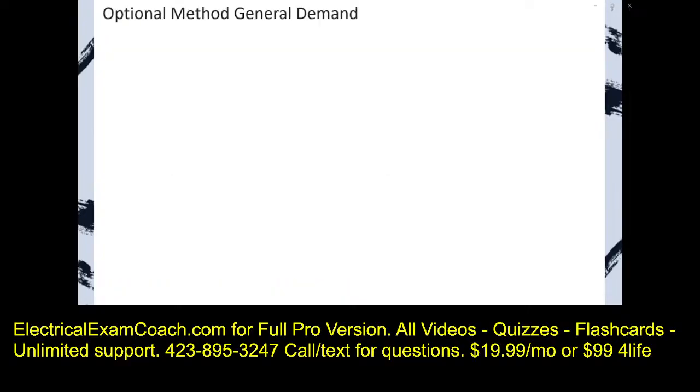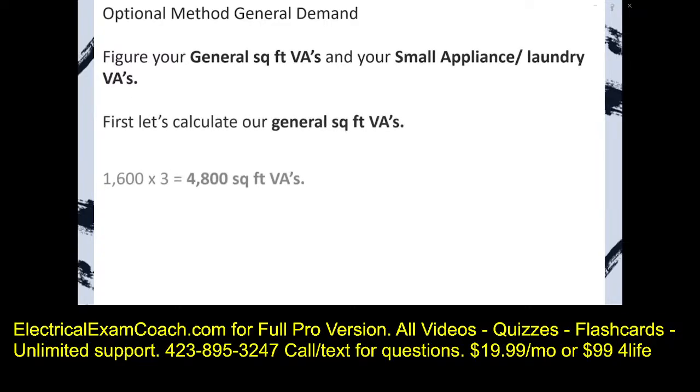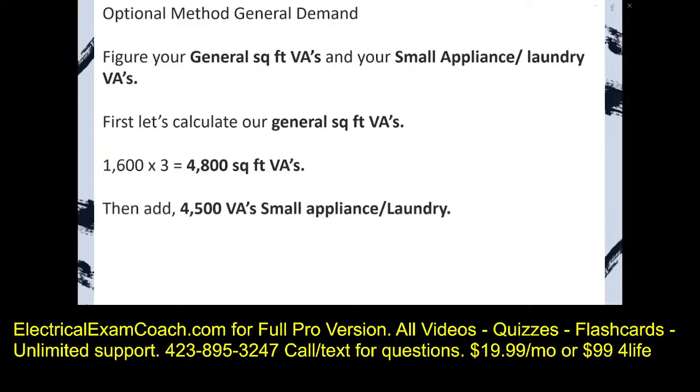Step 1 with any load calculation, whether standard or optional, is to get our general lighting demand. We're going to do our square foot VAs just like we did before. We take our square foot. Let's imagine we have a 1,600 square foot house. We multiply that by 3 VAs per square foot. That gives us 4,800. Now we need to tack on our 4,500 for our 2 small appliance and 1 laundry, just like we did before. Now we total them all up. The only difference is that we do not apply any demand factors at this point. We're going to apply a general demand factor later.